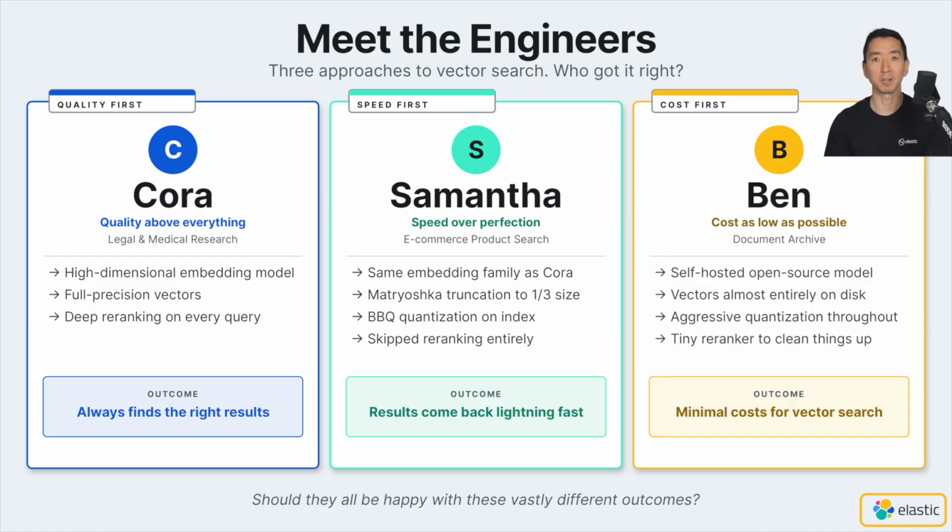And Ben's pushed to production. He's using a self-hosted open source model with vectors living almost entirely on disk, aggressive quantization everywhere, and then a tiny reranker at the end to clean things up. His cloud dashboard shows a tiny bill, which makes him very happy. Should they all be happy with these vastly different outcomes? What do you think? Let's learn more about these decisions.